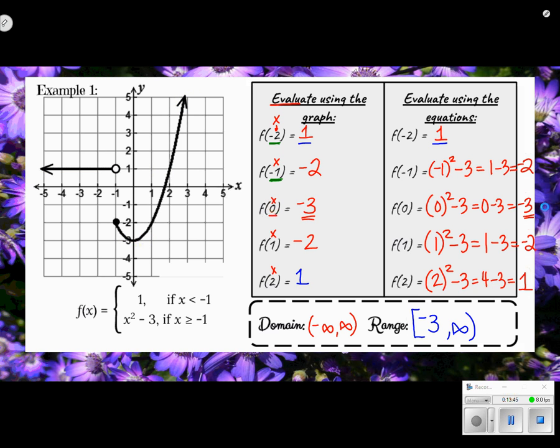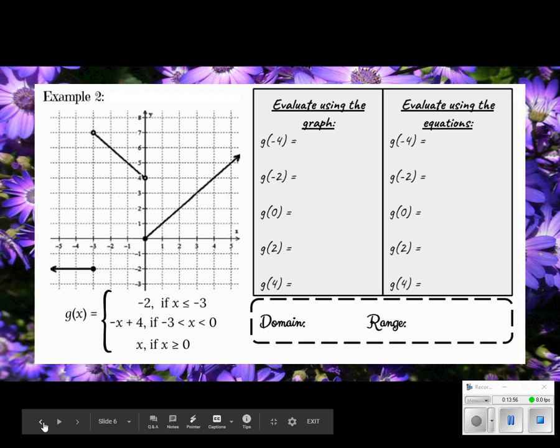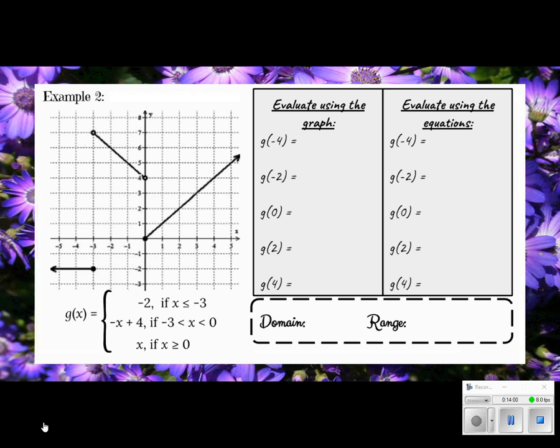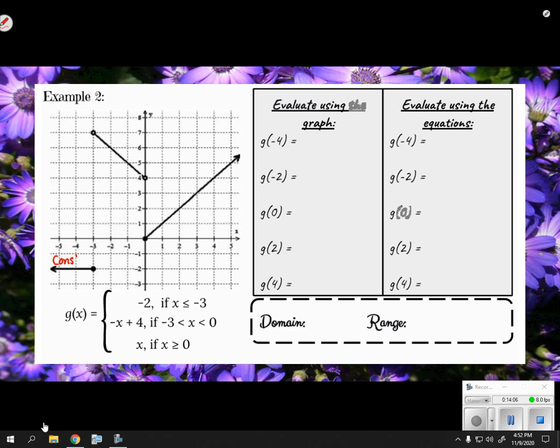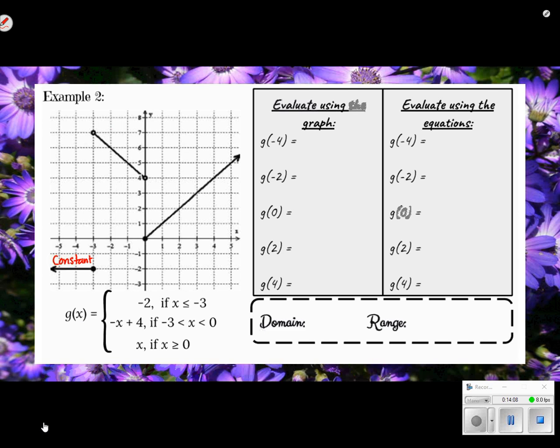All right, let's do another one. Okay, so here we have. Let's look at what we have. Here we have three pieces. Do you see them? We have a constant piece, and then we have two linear pieces. This linear piece has a negative slope. This linear piece has a positive slope. So I have constant and two linear. If you notice, here's my constant piece. Here's my linear with the negative slope. Here's my linear with the positive slope.